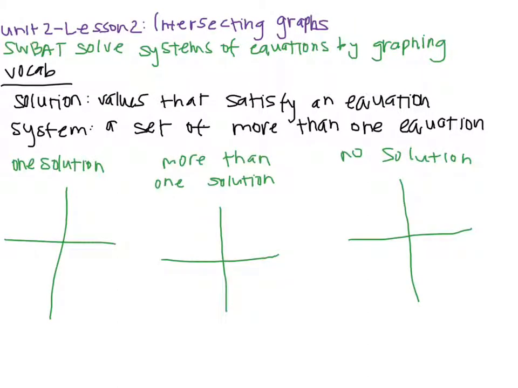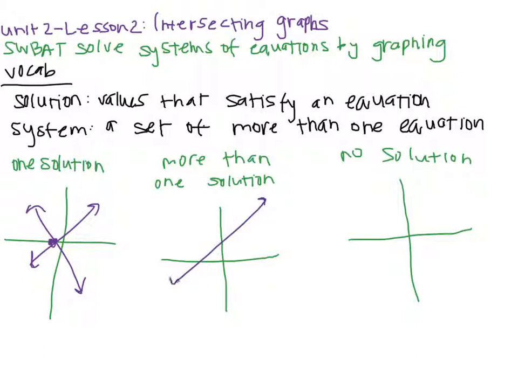So down here we have three different graphs. The first one is an example of a graph that has one solution. So you'll see there's two curves, or a system of equations, and there's only one point where those two curves cross paths. That is the one solution.